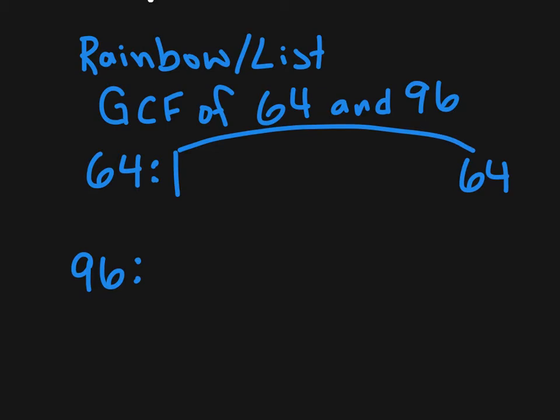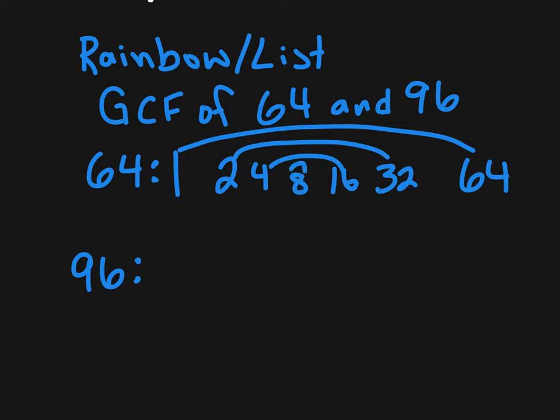And then it would be 2 times 32. 3 doesn't work. And then it would be 4 times 16. And the last one would just be 8 times 8. So you just list 8 once. So those are all the factors of 64. Not too bad. And then we do the same for 96.